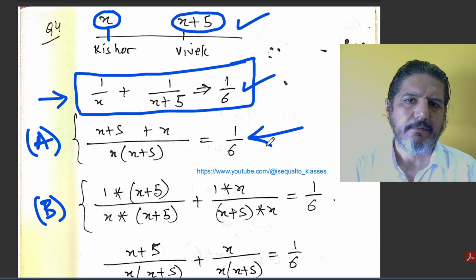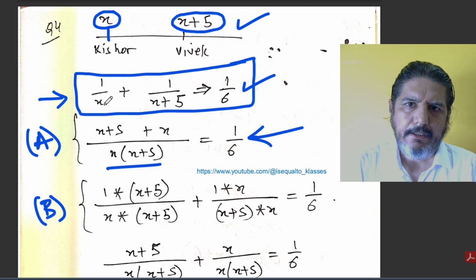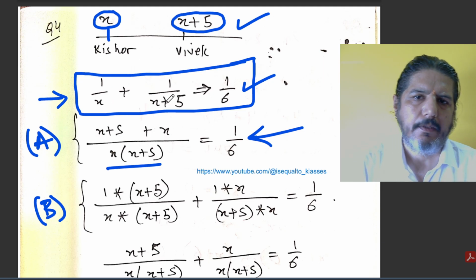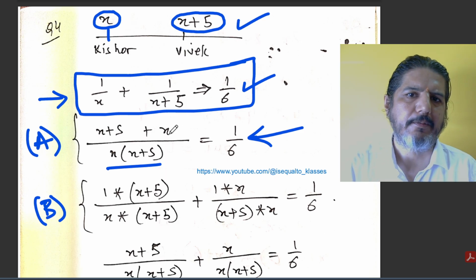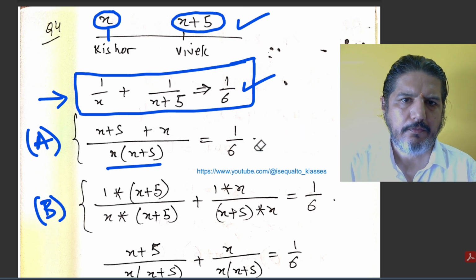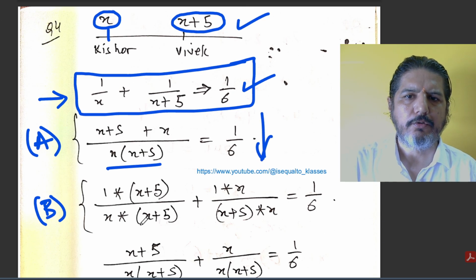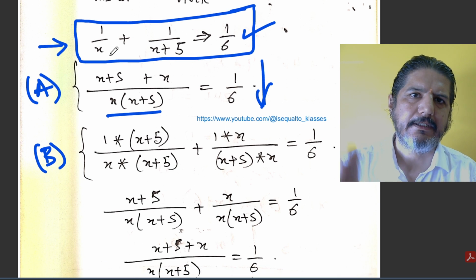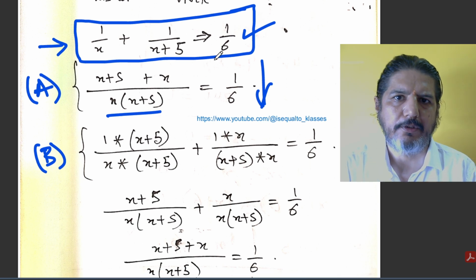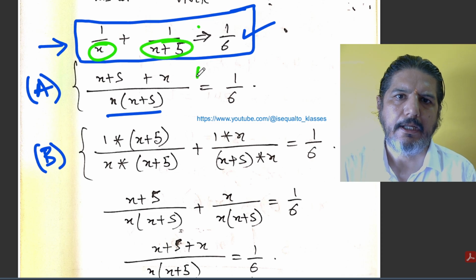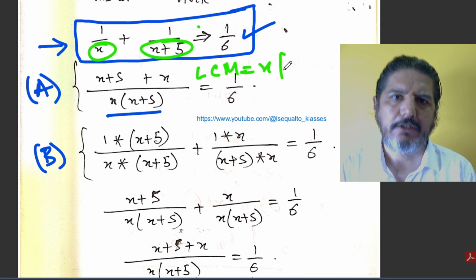So this is method one, where x into x plus 5 is the LCM. Then 1 multiplied by x plus 5 divided by x plus 5. So 1 multiplied by x. Again, this is one of the methods that students will find difficult. I'll suggest that you follow method B, where you understand that the LCM would be x into x plus 5. First thing that you need to understand is that the LCM is x into x plus 5.